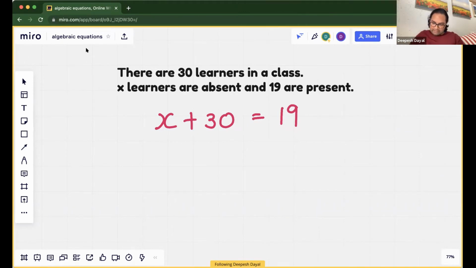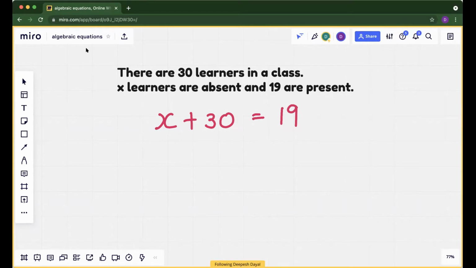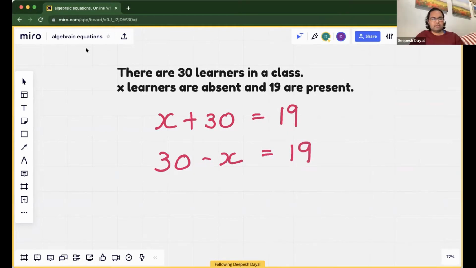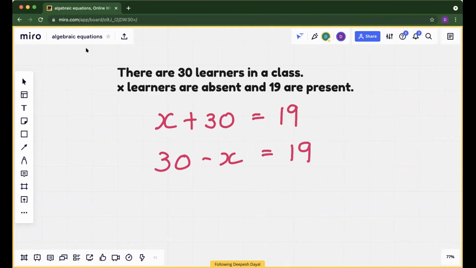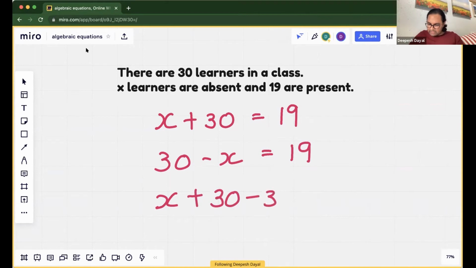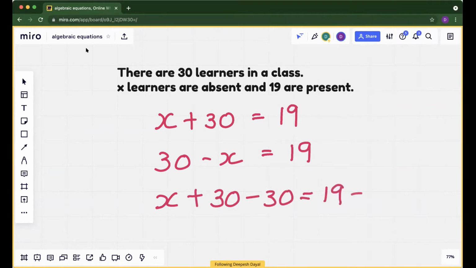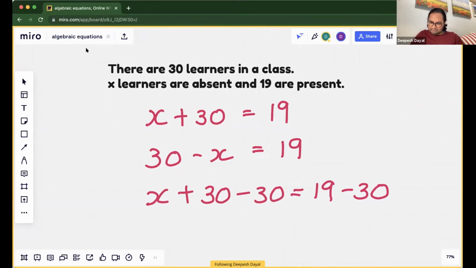Okay, I've got another answer here. Sir, X plus 30 minus 30 equals 19 minus 30. X plus 30 minus 30 equals 19 minus 30. Yes, sir. Interesting. Okay. Any other answers?